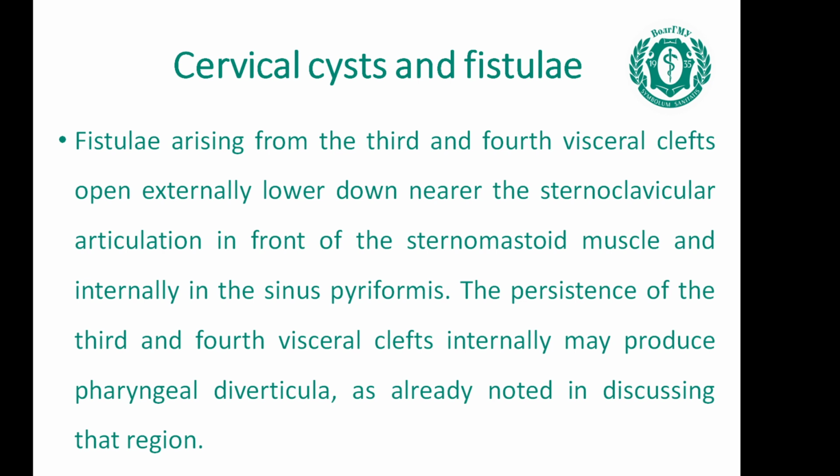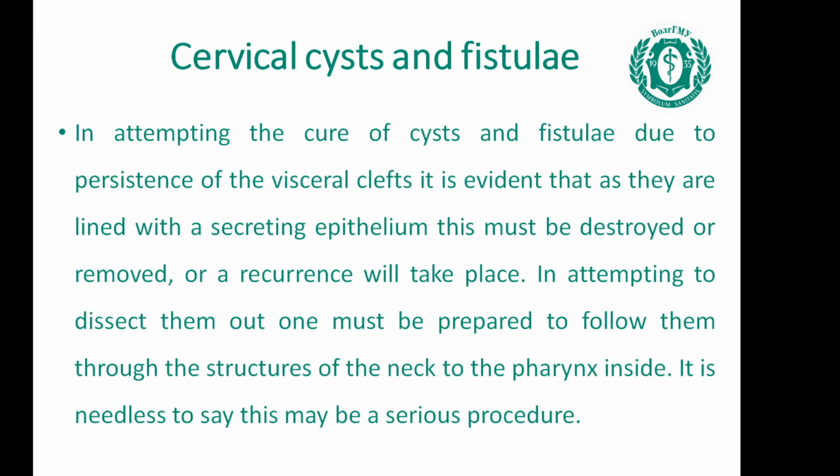The persistence of the third and fourth visceral clefts internally may produce pharyngeal diverticula, as already noted in discussing that region. In attempting the cure of cysts and fistulas due to the persistence of the visceral clefts, it is evident that as they are lined with a secreting epithelium, this must be destroyed or removed, or a recurrence will take place. In attempting to dissect them out, one must be prepared to follow them through the structures of the neck to the pharynx inside. It is needless to say this may be a serious procedure.